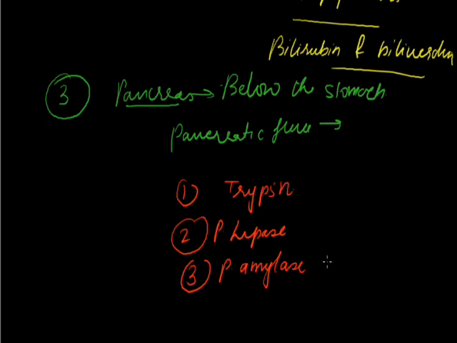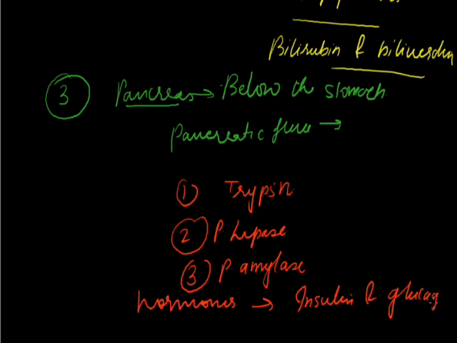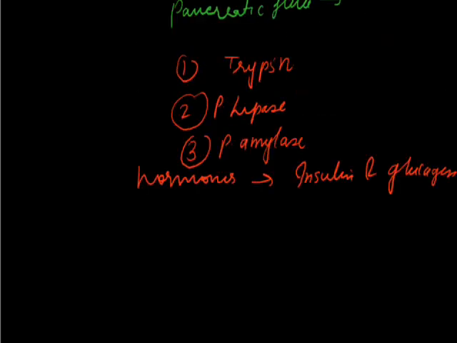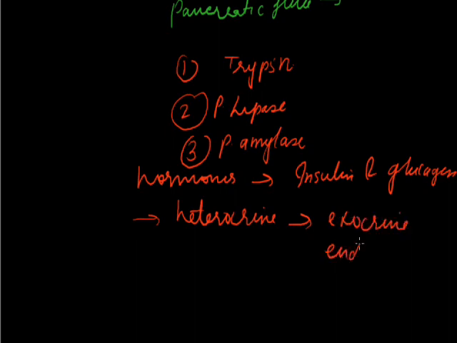The pancreas also produces two types of hormones, named insulin and glucagon, which maintain the level of sugar in our body. Since the pancreas secretes both enzymes as well as hormones, it is called a heterocrine gland. Heterocrine, as it is both exocrine and endocrine.